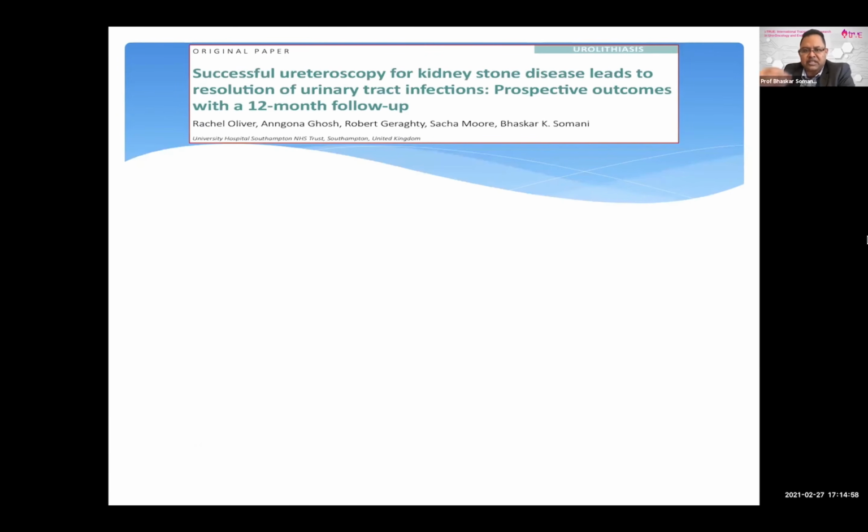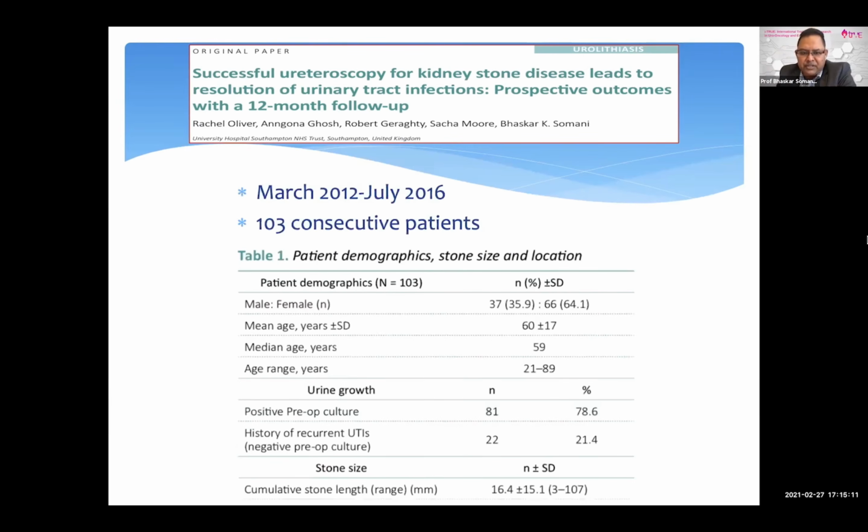Some associations. This is something that I always felt was very true, and we found it in our studies. We looked at patients with recurrent UTIs who also had kidney stones, and we followed them up for 12 months. It had more than 100 patients. These are patients who had either a positive urine culture, almost 80%, or a recurrent history of UTI in the last 6 to 12 months.